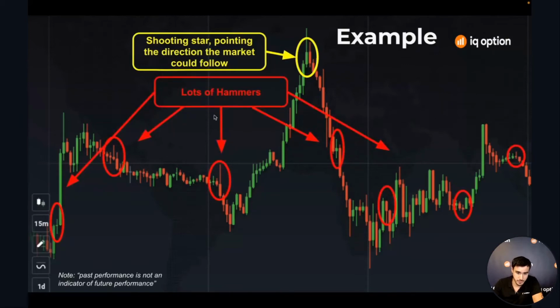Hammers. Here they are. You see reversal hammers, you see normal hammers. Hammers are also reversal points. We can even call the shooting star a reversal hammer if we want to. It's just a way to mention it more clearly because it's at the very end of a trend.